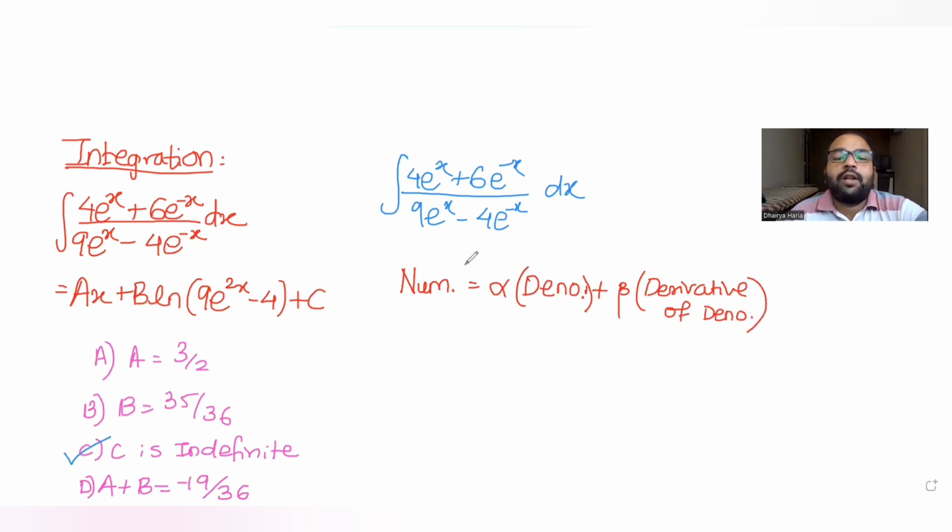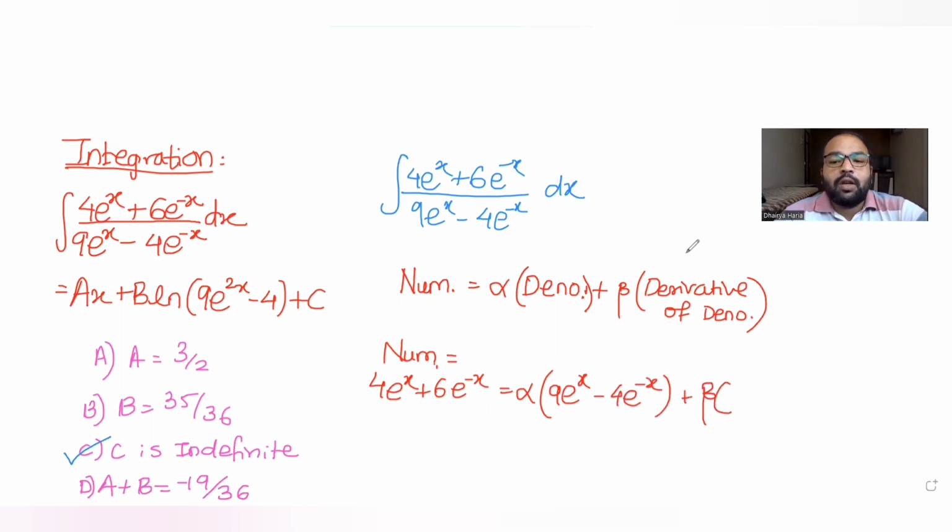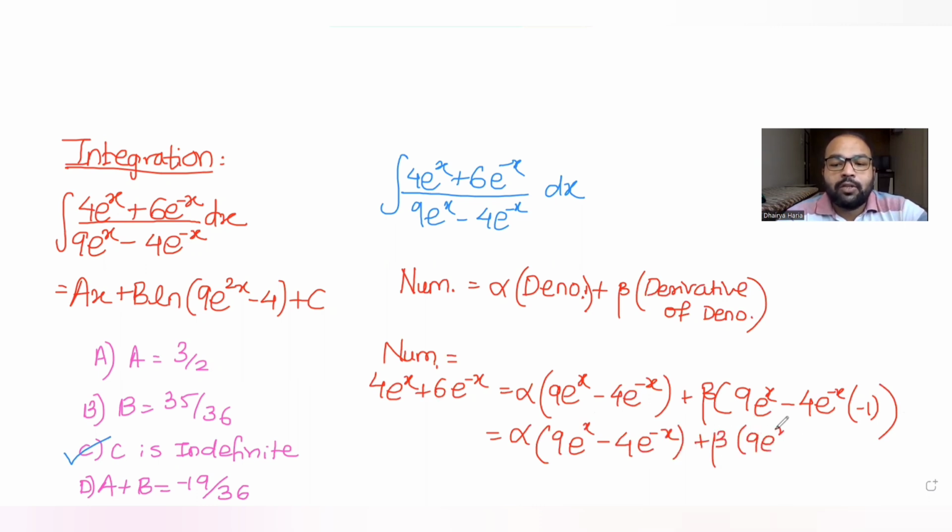Right. So if I try to write the numerator now, 4 e raised to x plus 6 e raised to minus x is equal to alpha times the denominator, 9 e raised to x minus 4 e raised to minus x, plus beta times the derivative of the denominator. The derivative of 9 e raised to x is 9 e raised to x only, and the derivative of minus 4 e raised to minus x is e raised to minus x into minus 4, times minus 1, so that gives you alpha (9 e raised to x minus 4 e raised to minus x) plus beta (9 e raised to x, minus minus plus, so plus 4 e raised to minus x).